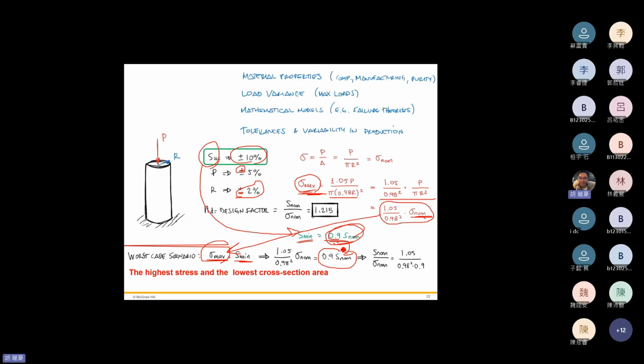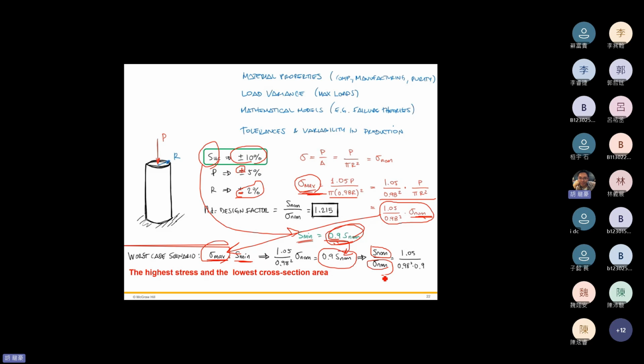And then we can define the design vector equals the nominal stress divided by the nominal stress. Okay, for this design vector, we don't need any real numbers, we just need its variation. We can define the design vector.